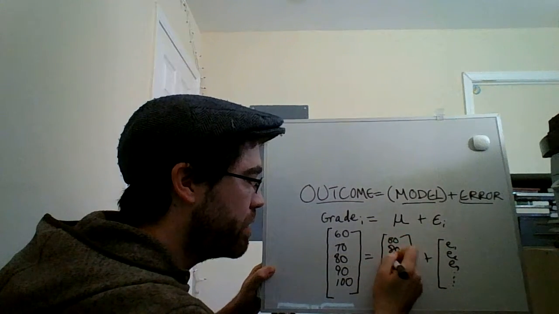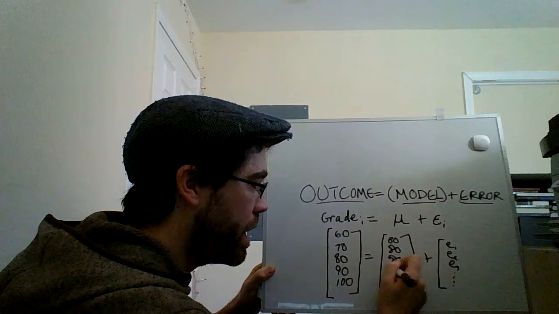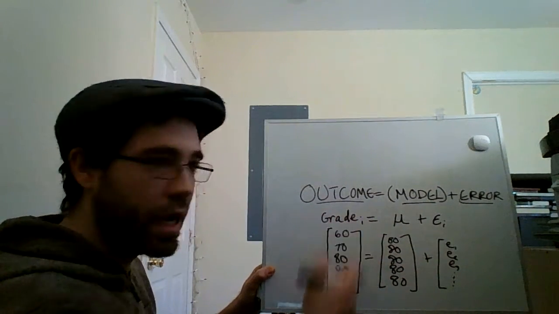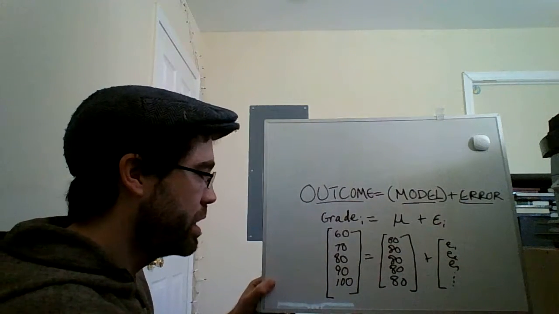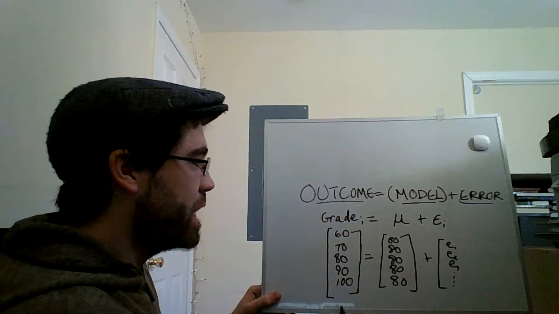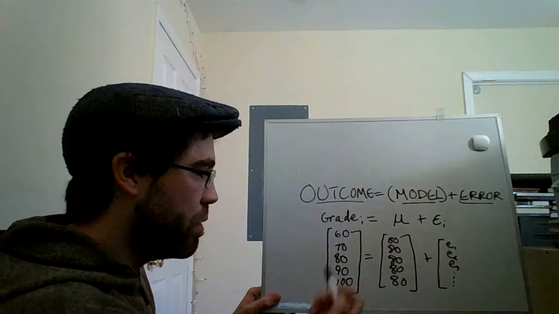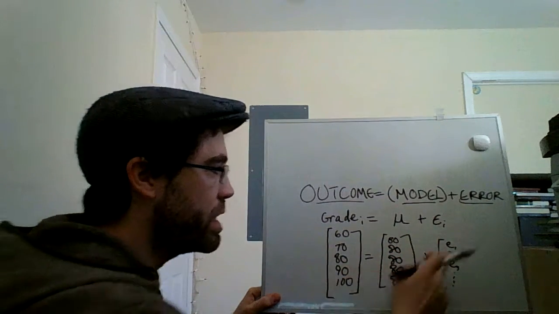We fill it into each of these. 80, 80, 80, 80, 80. If you're not familiar with vector notation, this is just like a column of a table, right? You can think of it the same way. So the mean of grade, in this case, is always 80. But each student has a different grade.